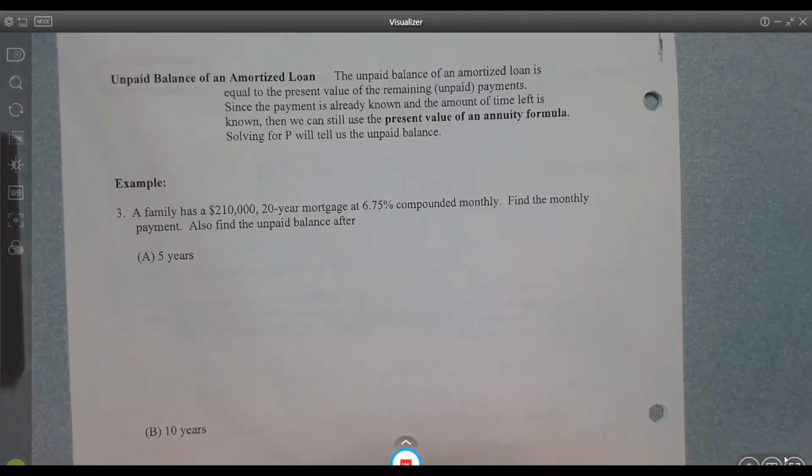So, an unpaid balance of an amortized loan. The unpaid balance of an amortized loan is equal to the present value of the remaining unpaid payments. Since the payment's already known and the amount of time left is known, then we can still use the present value of an annuity formula. Solving for P will tell us the unpaid balance. So let me put my formula back down. I had it on the other page.